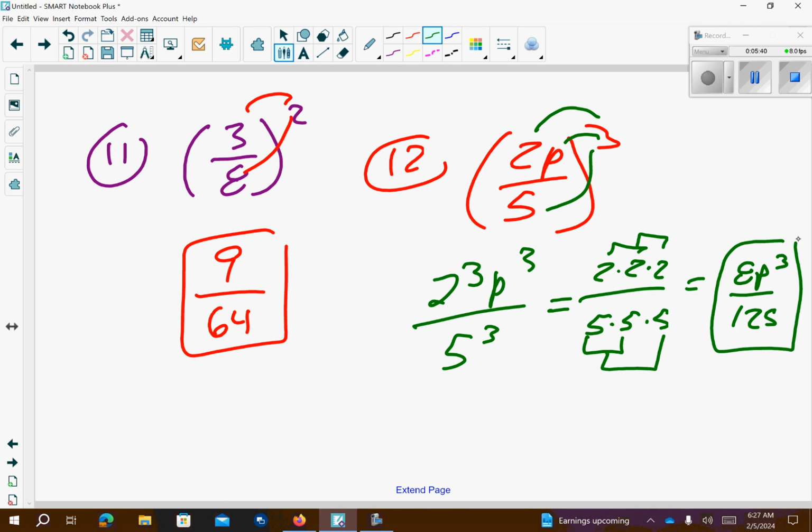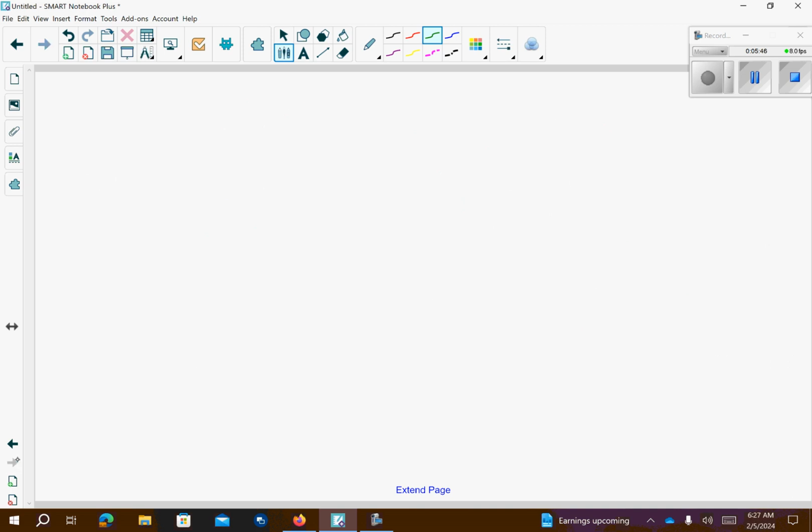Okay, we're going to go to now page 12, the back side of that. Let's see how we do. Hope everyone's doing well.